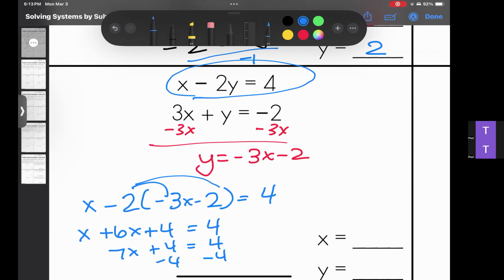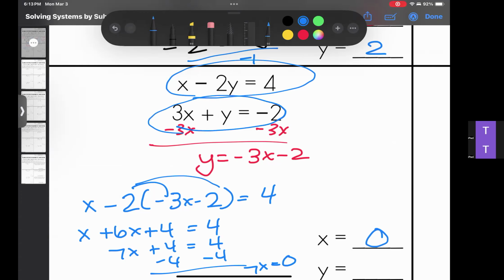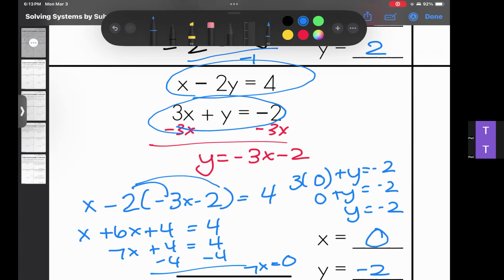Subtract 4 from both sides. 7x is equal to 0. x is equal to 0 because anytime you divide 0 by anything, it's 0. Going to plug that in here. So I have 3 times 0 plus y equals negative 2. 0 plus y equals negative 2. y equals negative 2.